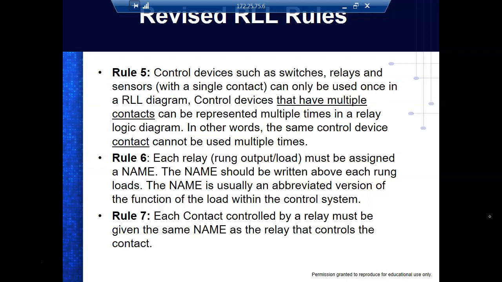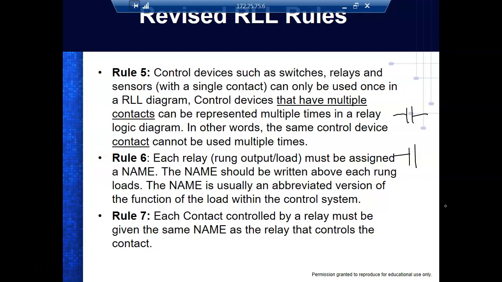So if my relay's got one contact on it, and we come over here and we use it in this line, we can't come down in another line and use the same contact because it's only got one contact. But like I said, we've got relays that have a lot more than one contact. So the other contacts could be used someplace, but that one contact can only be used one place. Each relay must be assigned a name. The name should be written above each rung load. The name is usually an abbreviated version of the function of the load within the control circuit.